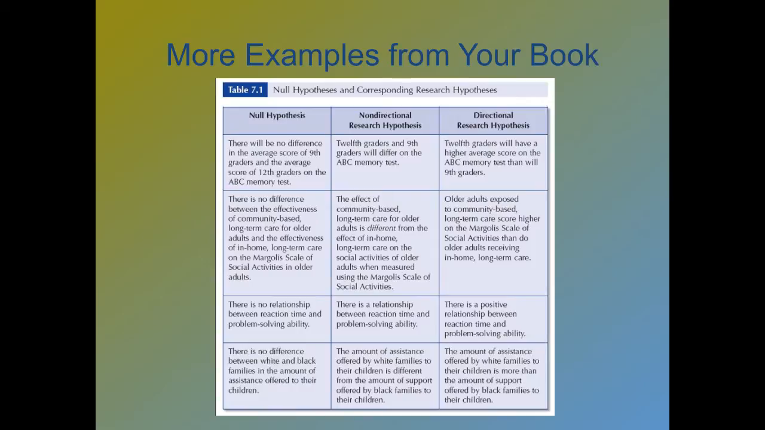This is actually taken from your book. I would highly recommend that you take a look. I think the author here did a pretty good job forming a null hypothesis on various examples and then giving you a non-directional two-tail research hypothesis as well as a directional research hypothesis. So please do read through those examples just to get an idea of how to form a good research hypothesis, either non-directional or directional.